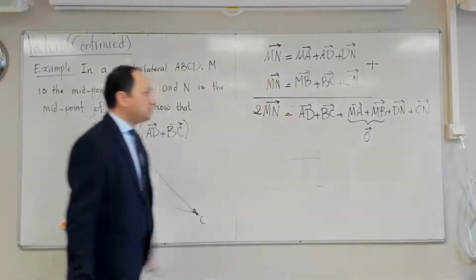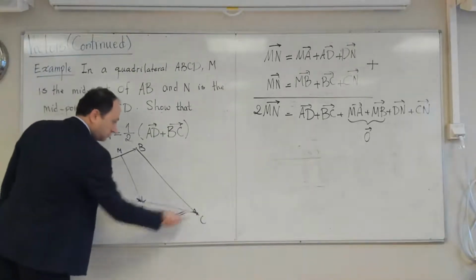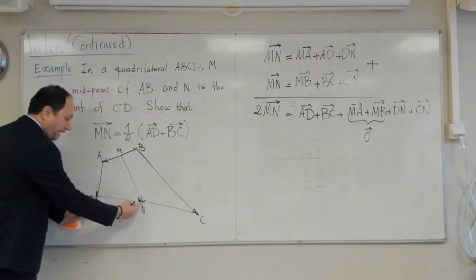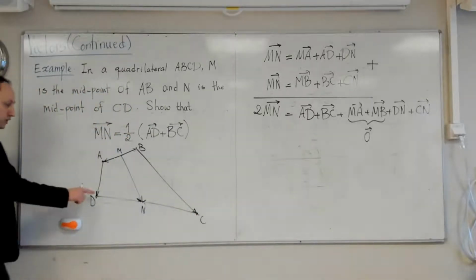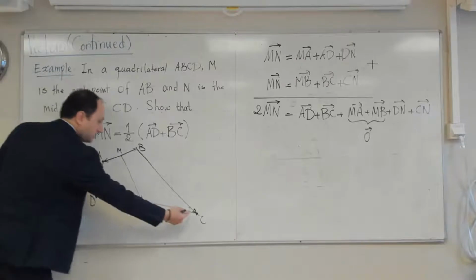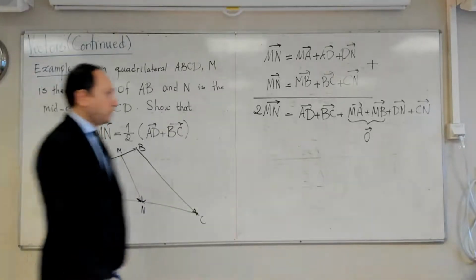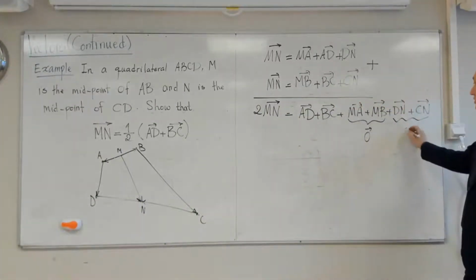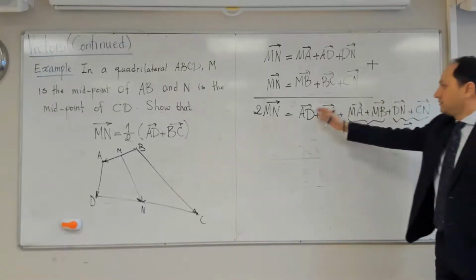But what about DN plus CN? The same idea. This is the same line. N is given to be in the middle. So the magnitude of this vector and the magnitude of this vector are the same. But one of them is pointing in this direction, the other one is pointing exactly in the opposite direction. So if I ask you, what is this one? Again, everyone? 0.